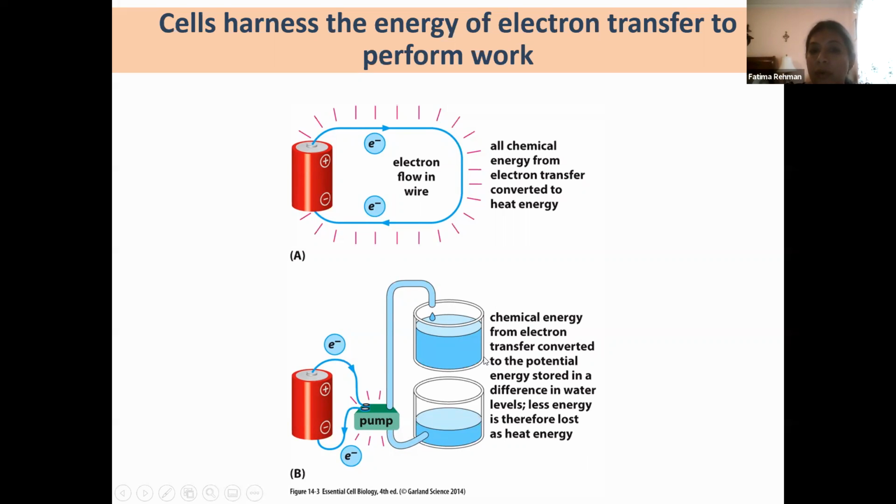So this is just showing you an example in a real life scenario. If you had a battery that was just working by itself with a system, you would be converting everything to heat energy or to energy to do the work. However, if you have a pump that is transferring that energy to do multiple types of work, some of that energy would still be lost in the form of heat, while the remainder will be used to do the actual work that needs to be performed. In this case, to move the water from one reservoir to the other.